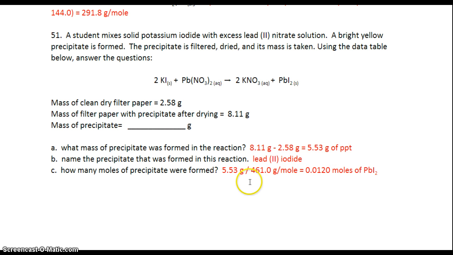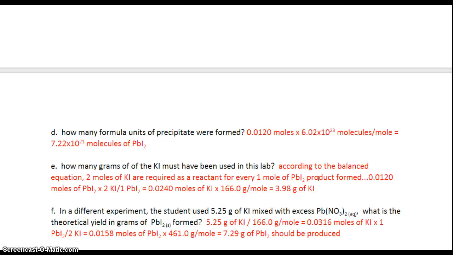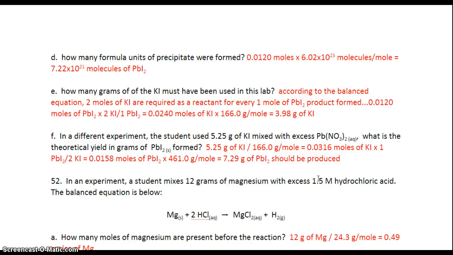In C, we know that it's a precipitate because it says it's a solid in the balanced equation. The lead 2 iodide has a molar mass of 461. So if we divide the mass by its molar mass, we find out how many moles of lead 2 iodide we get. In D, we can multiply that number of moles by Avogadro's number to find out how many molecules.